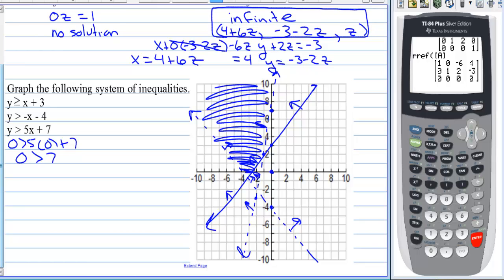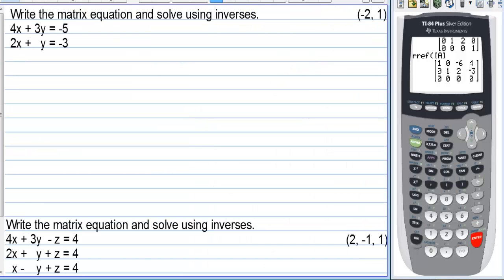So it's actually an infinite area. All right, next. Write the matrix equation and solve using inverses.